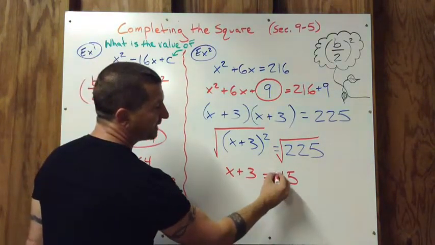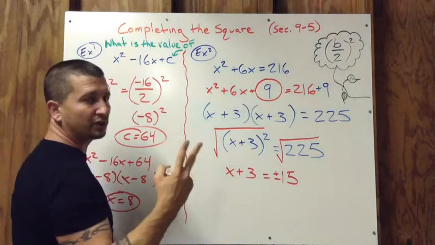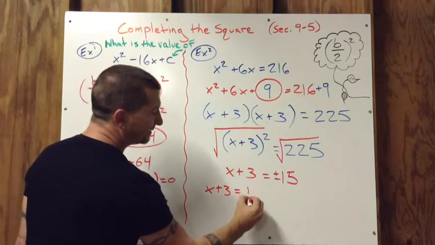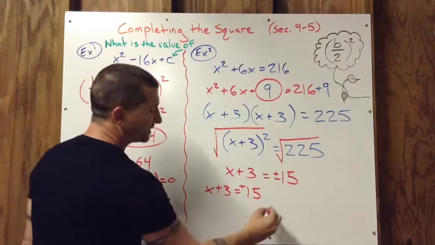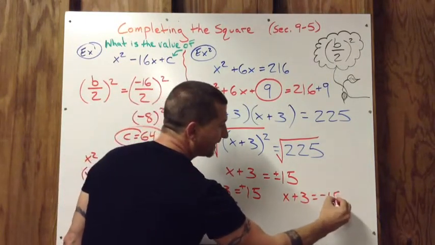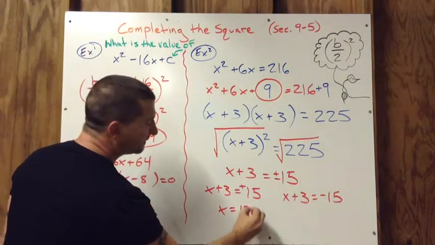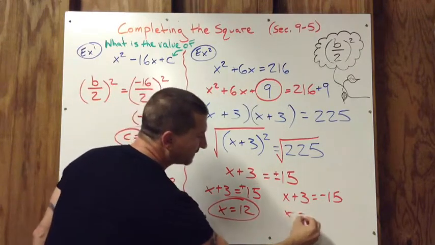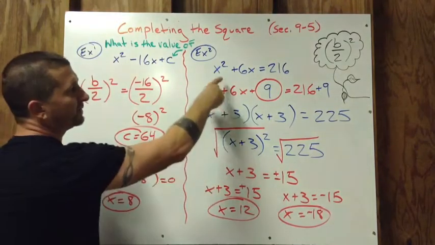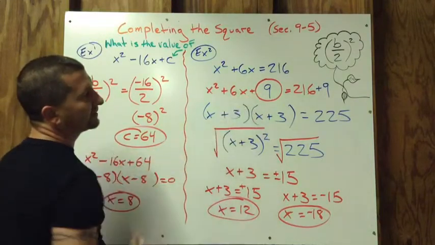So over here we say plus or minus 15, which means when we solve this equation we're going to get two answers. We have to solve for x plus 3 equals positive 15, and we have to solve for x plus 3 equals negative 15. When we do that, we get x equals 12 and x equals negative 18. And these are the two solutions for this quadratic equation, and we're able to solve and get that answer by completing the square.